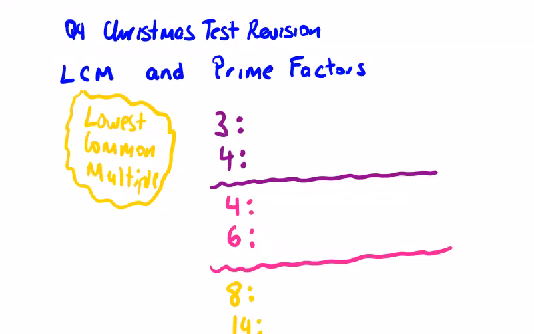Question 4 on your Christmas test deals with lowest common multiple, LCM, the smallest number that two numbers will divide into, and the second part of this video will be on prime factors. So the lowest common multiple of the numbers 3 and 4.